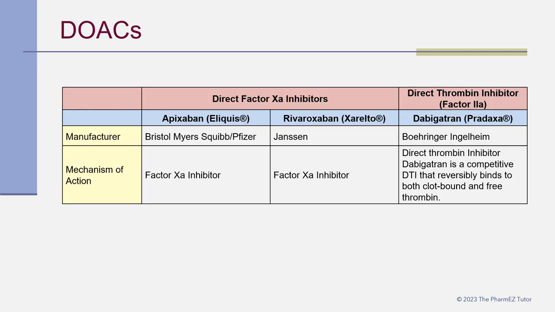As we stated earlier, there are two direct factor 10A inhibitor DOACs, apixaban or Eliquis, made by Bristol Myers Squibb and Pfizer, and rivaroxaban, Xarelto, made by Janssen. There's one direct thrombin inhibitor DOAC, dabigatran, Pradaxa, made by Boehringer Ingelheim.